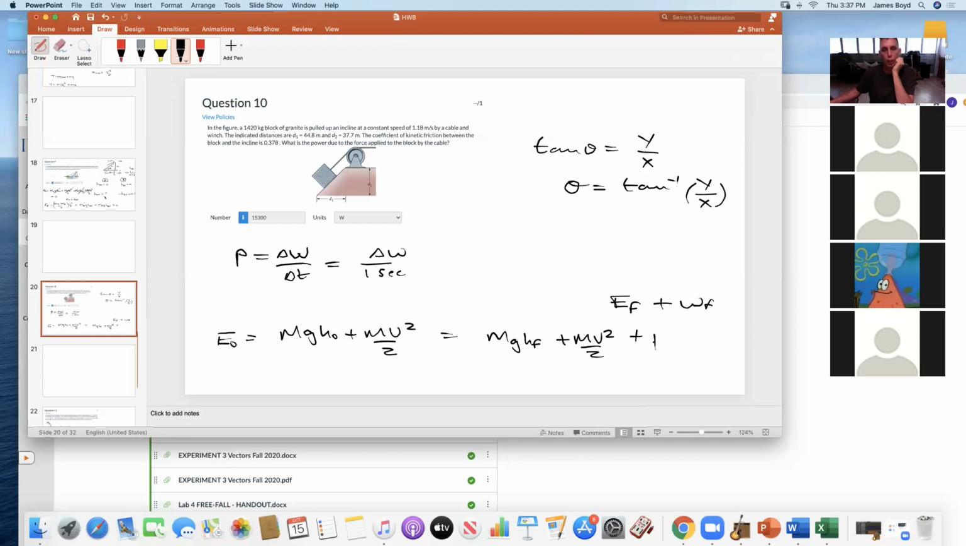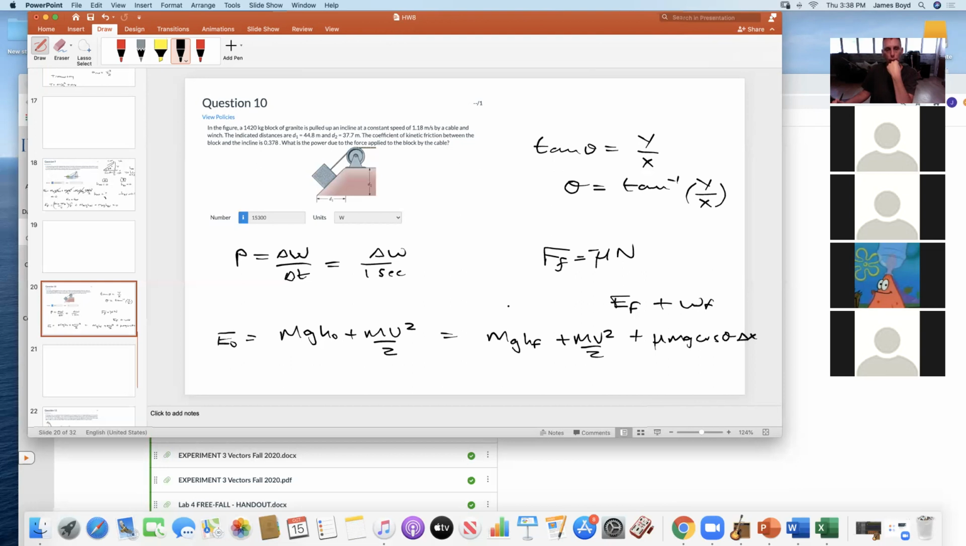And the work of friction will be mu mg cos theta delta x. We have to add this here. You could put it over here because, you know, force of friction is minus mu n. But if it's here, it's minus mu n. If it's on the other side, you give it a positive sign. I put it here because it's already happened at that point.